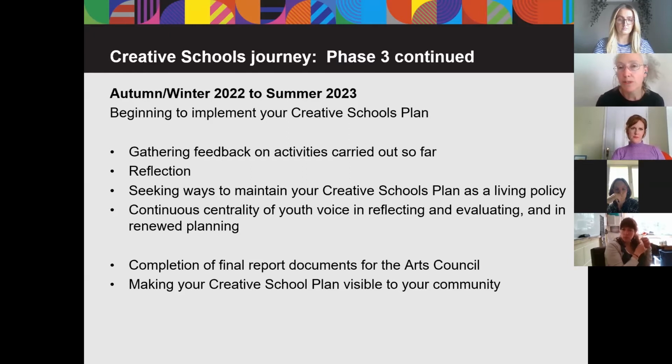So then, towards the end of phase 3, as you move towards the summer of 2023, you'll be gathering feedback from your students on the activity carried out so far, even simple conversations with them, some reflections, and looking at ways for your school to maintain your Creative Schools plan as a living policy that will support creativity in your school, even after you've finished with the scheme. And then finally, you'll be looking at completing your final report and documents for the Arts Council.